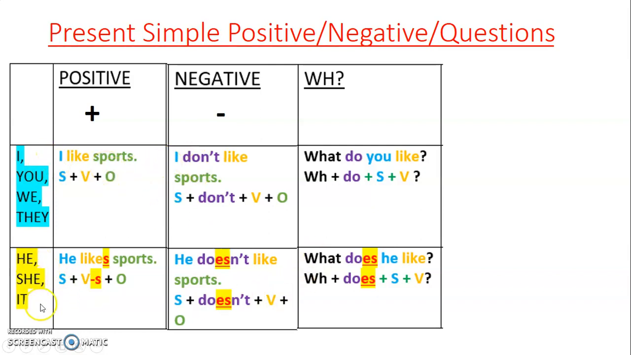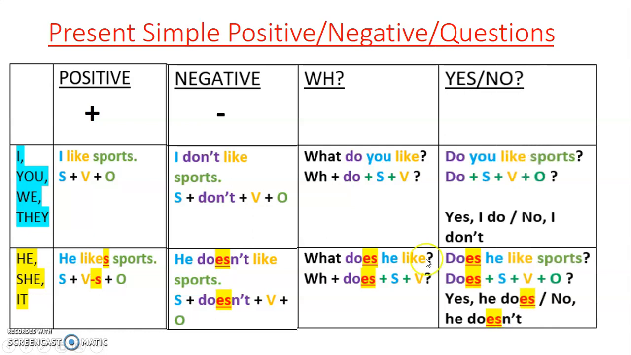Now with he and she and it, we need to use does with es. So what does he like? Or what does she like? Or what does it like? So as you can see, you need the WH word, then you need to put the auxiliary does, then your subject he, and finally the verb.